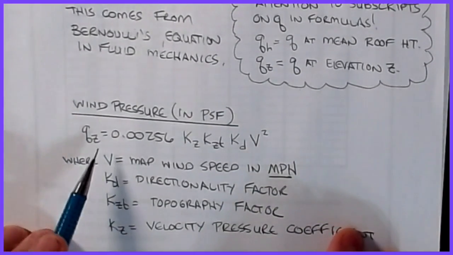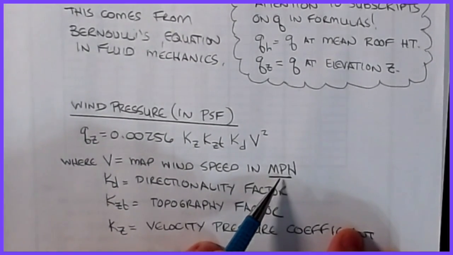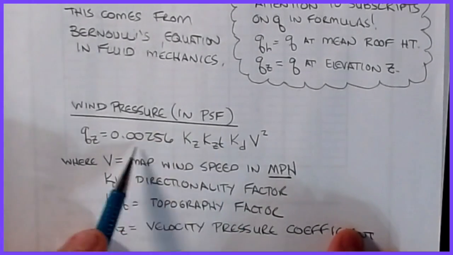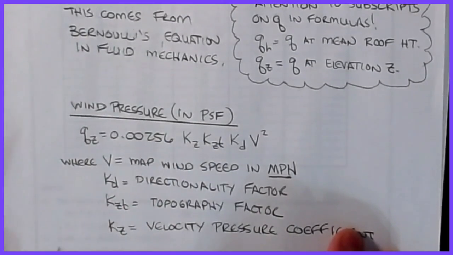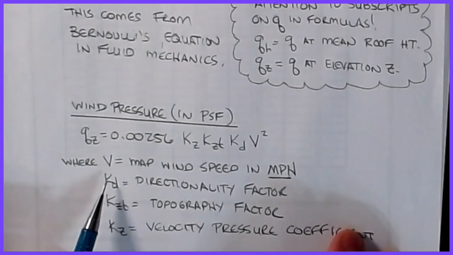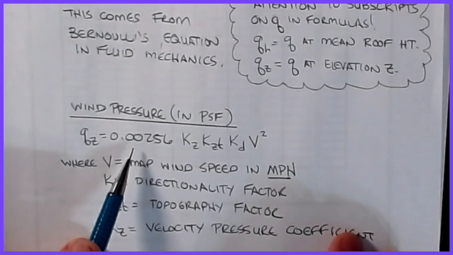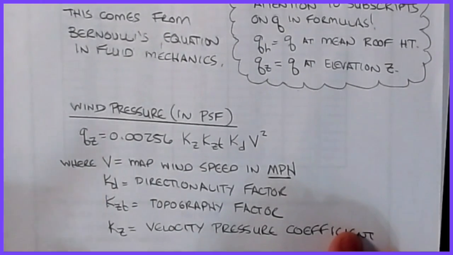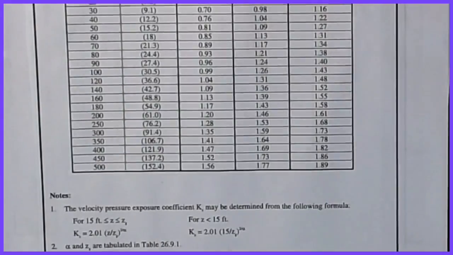Now, the thing to note on this is that V goes in miles per hour, and then once you do all of these calculations, what you get out is psf. So this is a pounds per square foot calculation based on miles per hour for V. The units adjustment has already been taken care of. I think that's what's hidden in this 0.00256 partially. And so that's how we're going to handle that.